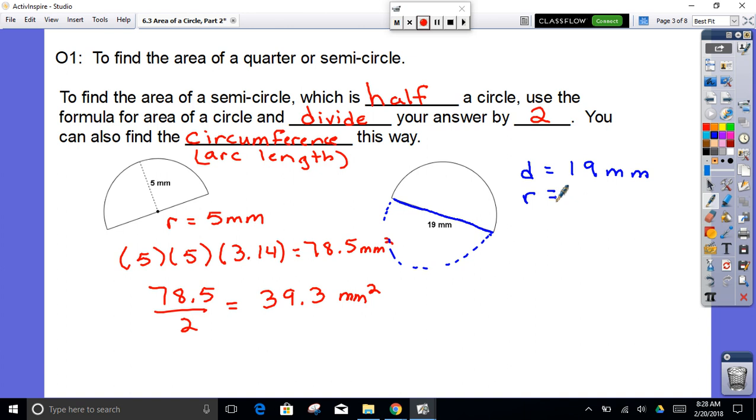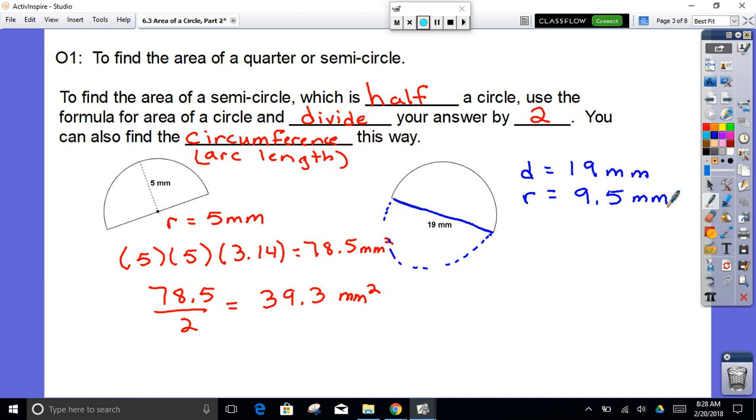9.5. So the radius is 9.5 millimeters. Jake, would you call this the area, or would you call it arc length? The arc length is when you're finding circumference, when you're finding halfway around the circle. Yeah. So we're finding the area.